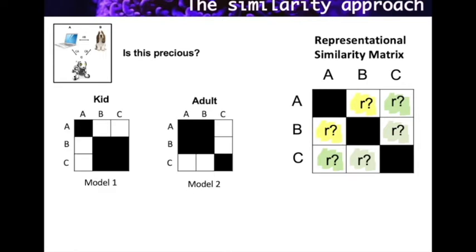Now imagine that we are trying to answer the question, is this precious, related to the three elements. One possible theoretical prediction is that kids would find more closely related or more similar a real dog and a robot dog, whereas in adults, one may find more similar a computer and a robot dog.